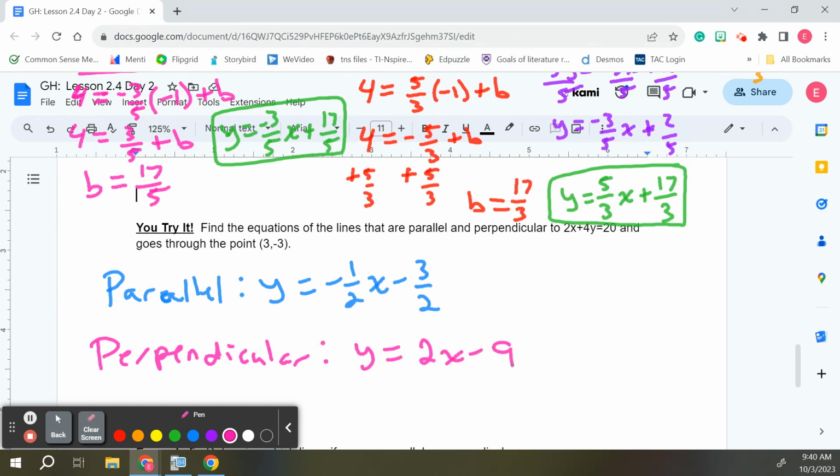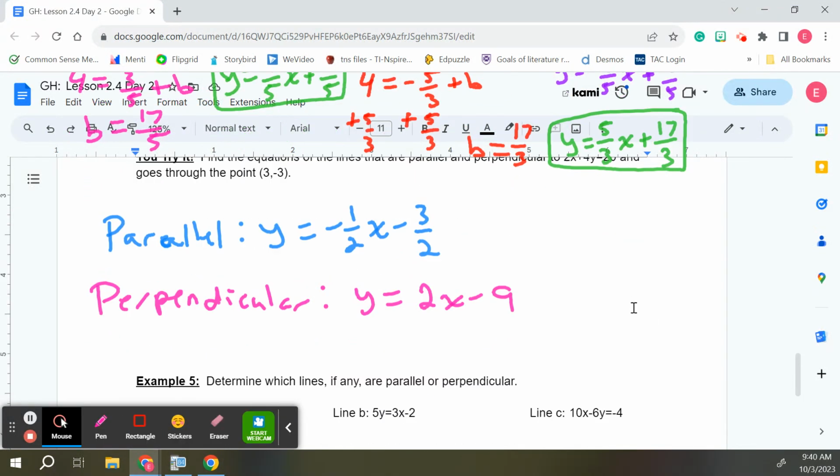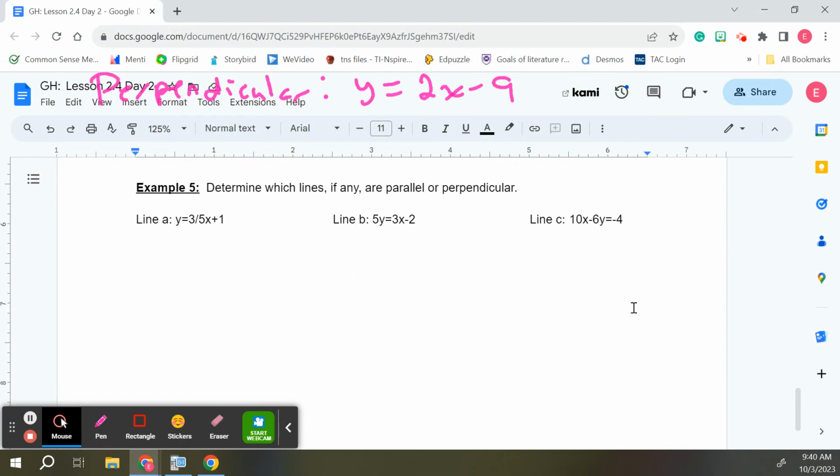Okay. Any questions? How are we doing with this stuff? Pretty easy, I hope. Yeah, it should be mostly review of Algebra 1, right? So just want to make sure. All right, let's take a look at this last one. So it says determine which lines, if any, are parallel or perpendicular. Okay. So what you're going to want to do is you're going to want to get everything into slope-intercept form.